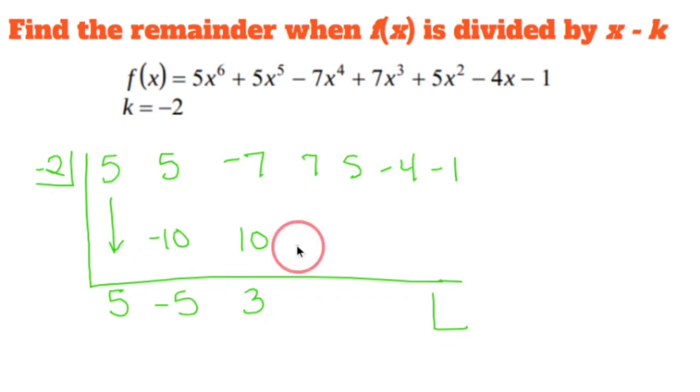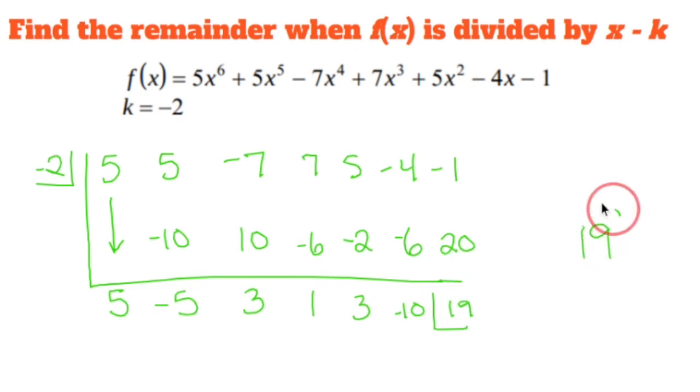3 times -2 is -6. 7 plus -6 is 1. 1 times -2 is -2. 5 plus -2 is 3. 3 times -2 is -6. -4 plus -6 is -10. -10 times -2 is 20. -1 plus 20 is 19.